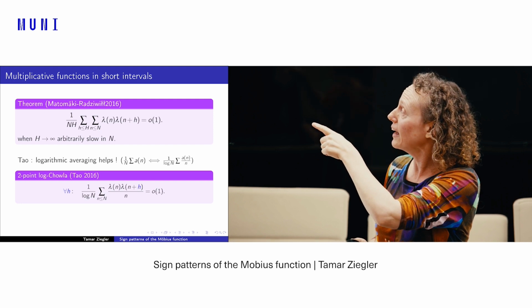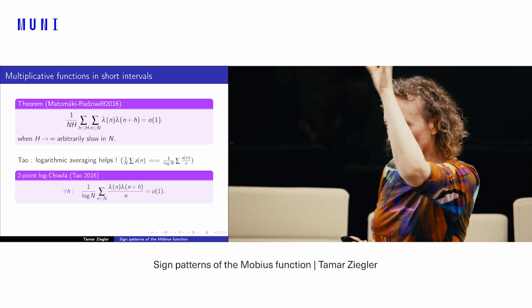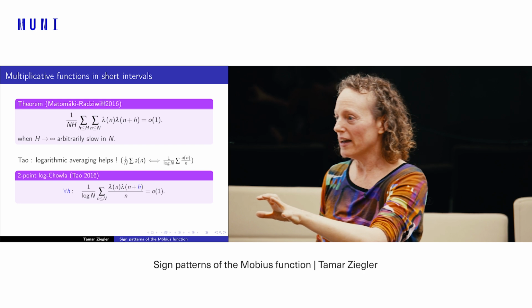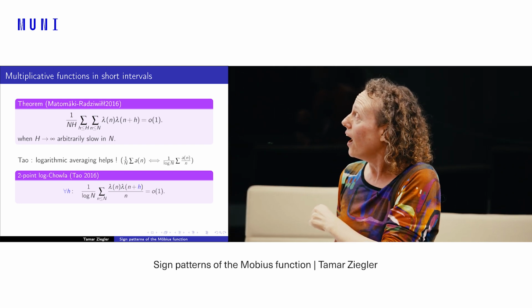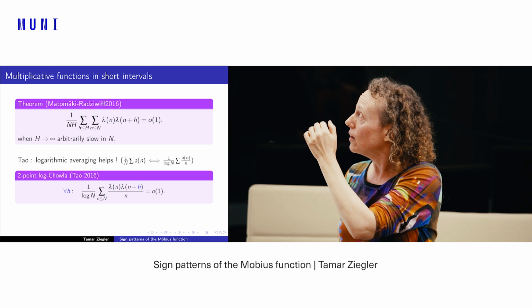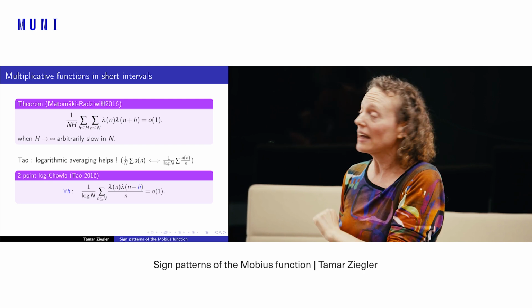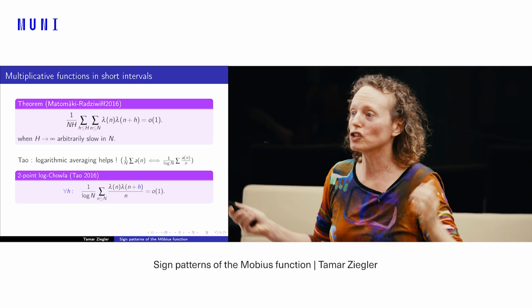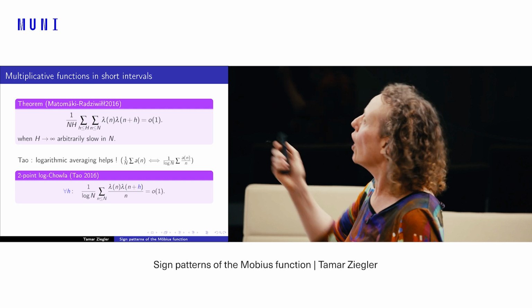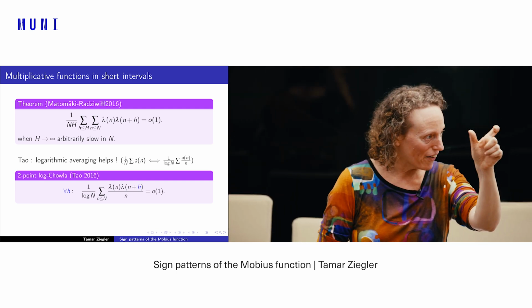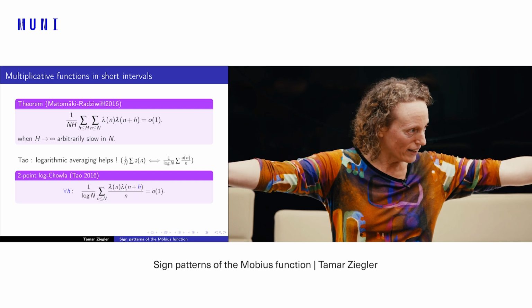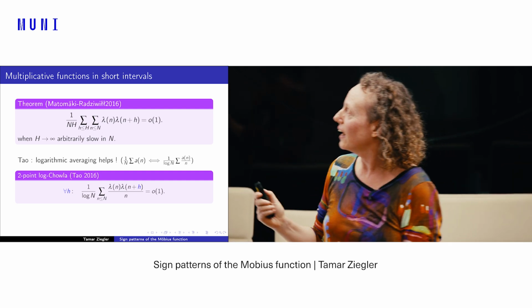I look at 1 over log n, and I sum whatever I need to do over n. Okay, so if I do that, then I can get a log Chowla conjecture. So a log two-point log Chowla conjecture. So it's only for pairs. I wanted to get it for any length, but let me tell you.